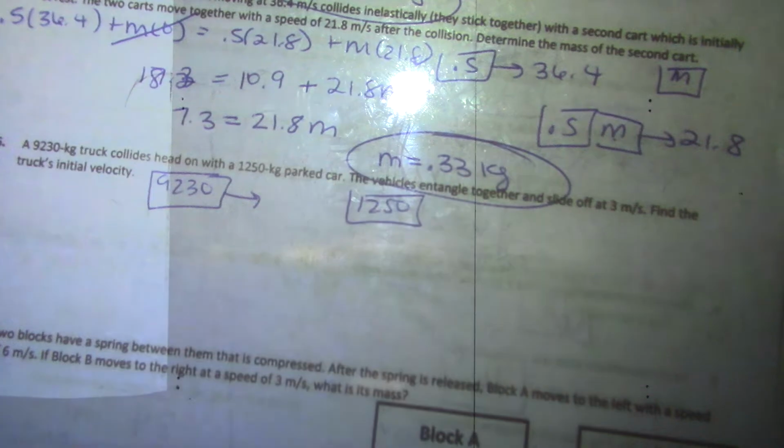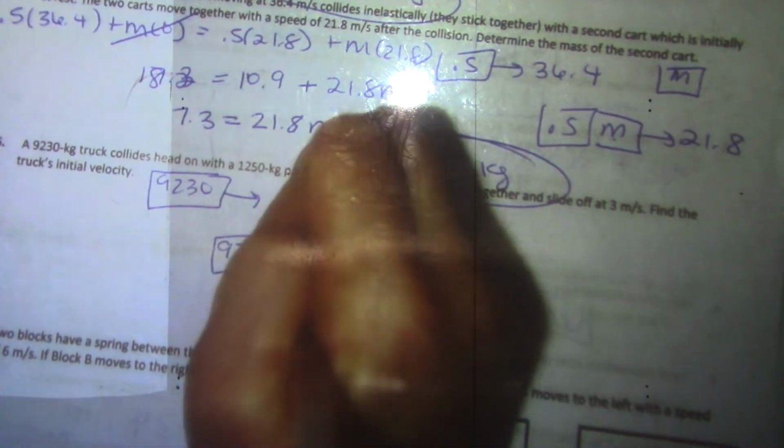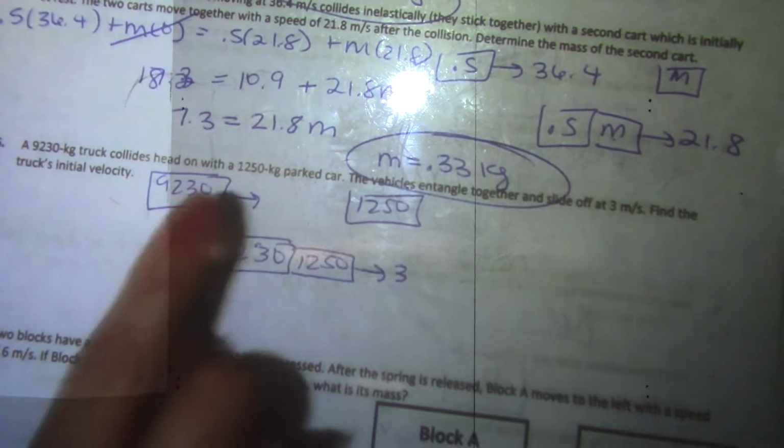All right, here we've got a 9,230 kilogram truck moving towards a 1,250 kilogram parked car. They entangle together, that means they stick together and move off together with a velocity of 3, and I'm looking for the truck's initial velocity, so the before velocity.